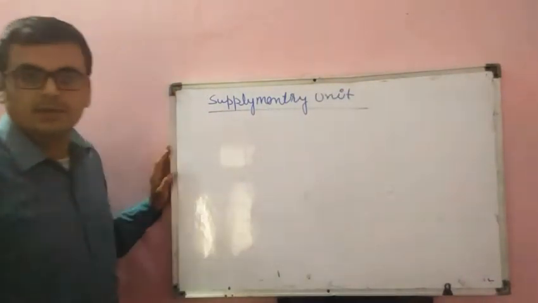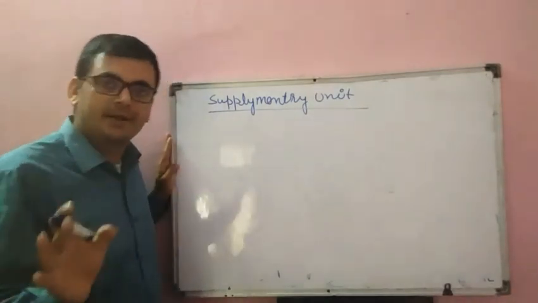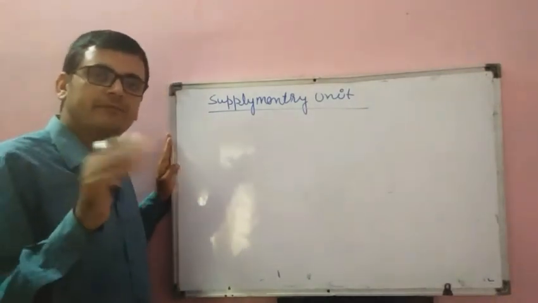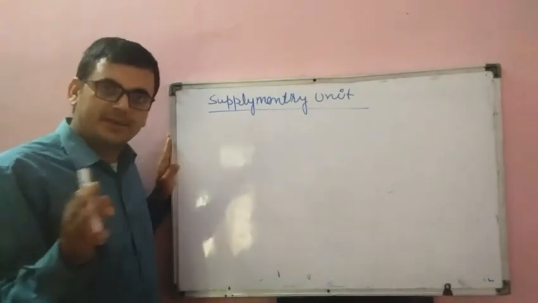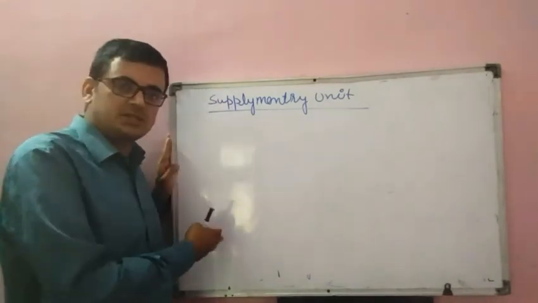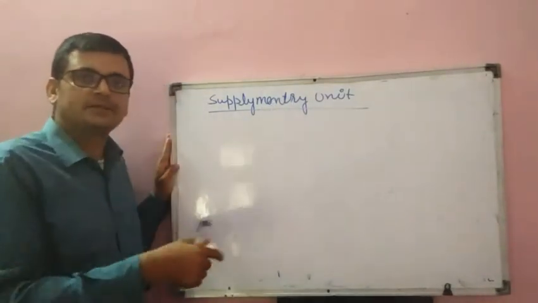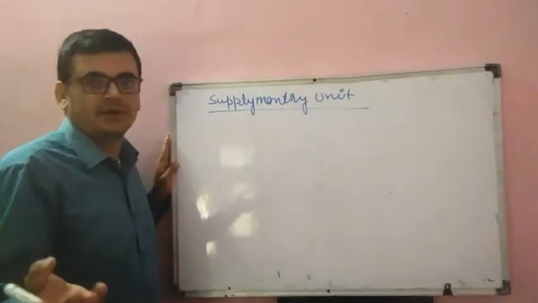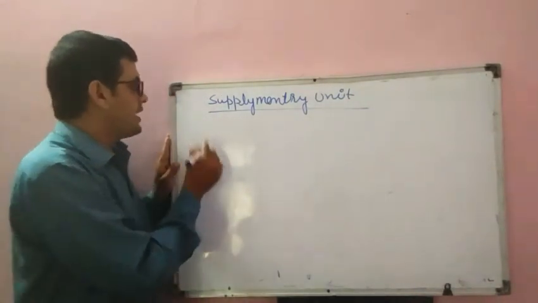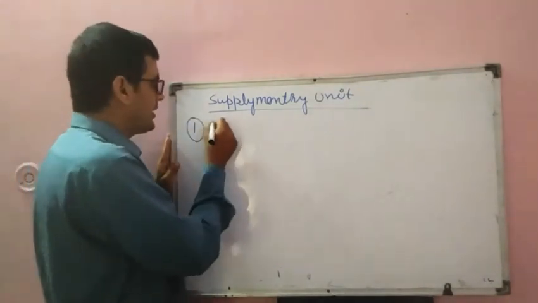Okay students, I have already told you we have 7 types of fundamental units and 2 types of supplementary units, and other physical quantities or units other than these 7 plus 2 supplementary units are called derived units.